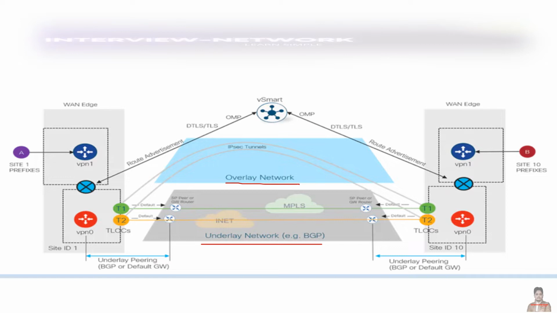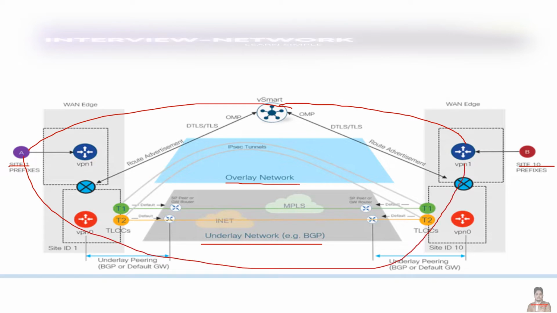Now, the kind of issues you might be facing could be a communication issue between underlay and overlay, meaning an issue between your edge devices and the vSmart. For example, site 1 has an edge device and site 10 has an edge device. There might be an issue with this edge device not being able to communicate to the vSmart, or this box not being able to communicate to the vSmart, or this edge device not being able to communicate with the other edge device. So you need to figure out where the issue lies.